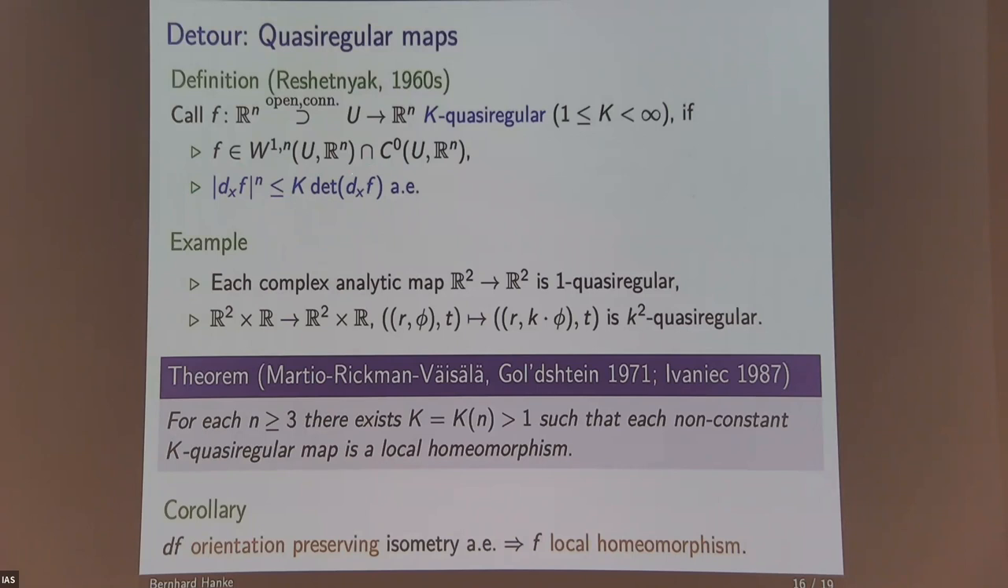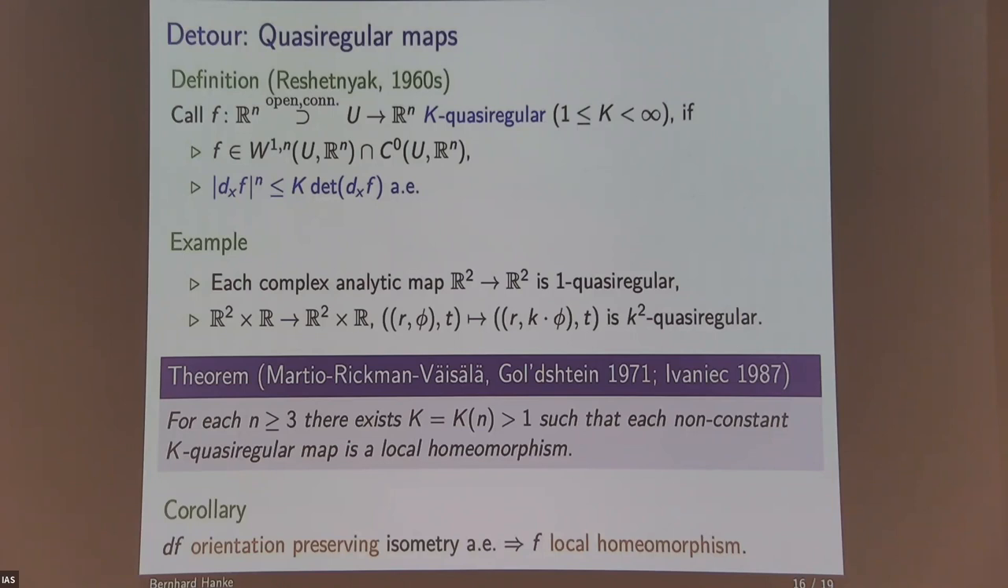Okay, so this is the third ingredient that we need in order to conclude the proof in our case. We just have to make sure that F is orientation preserving, because then we know that F is a local homeomorphism. How do we prove that F is orientation preserving?